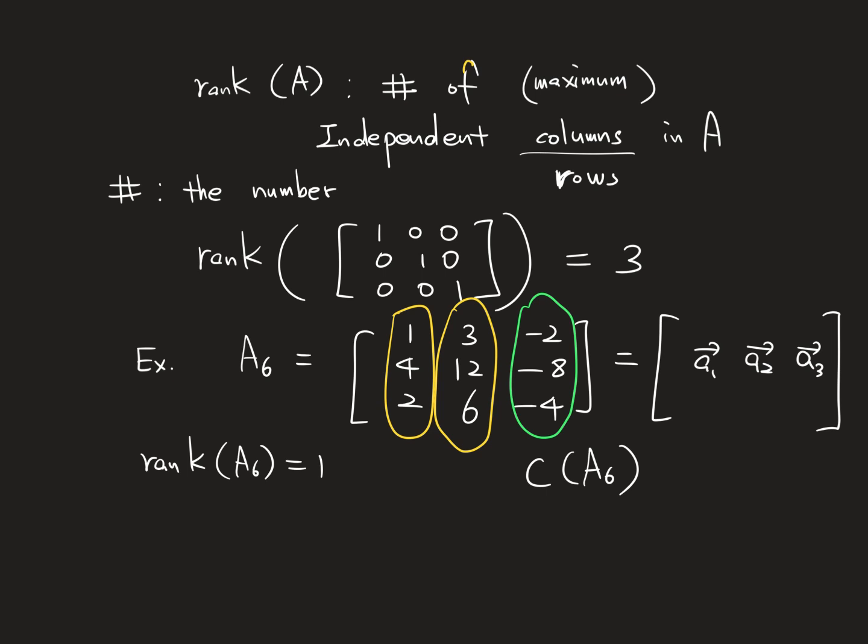You can also see that the second row and third row can be generated using the first row. When you multiply the first row by 4, you can generate the second row. So if you want to calculate the rank of a matrix, you just count the number of independent columns or the number of independent rows. That is always the same.